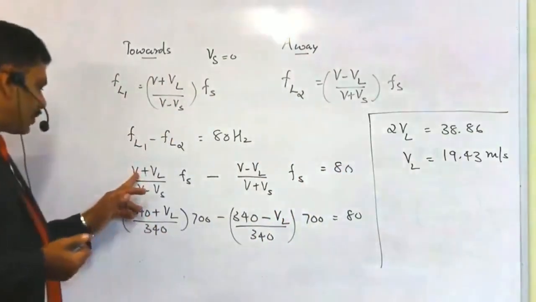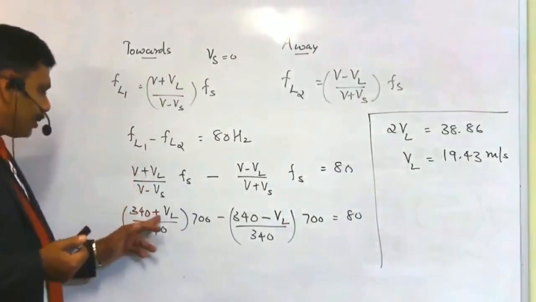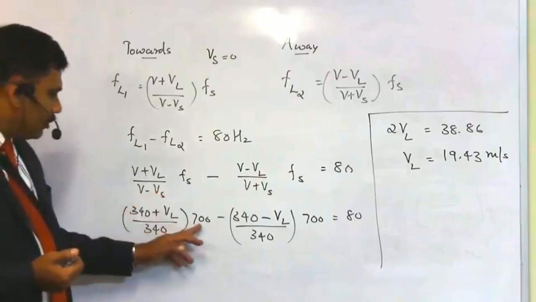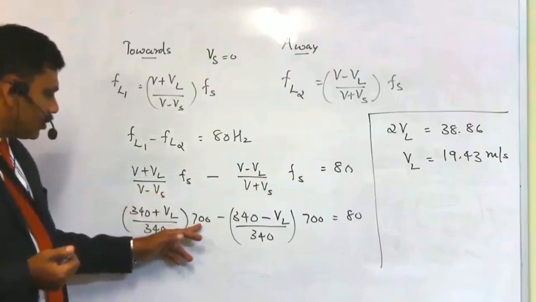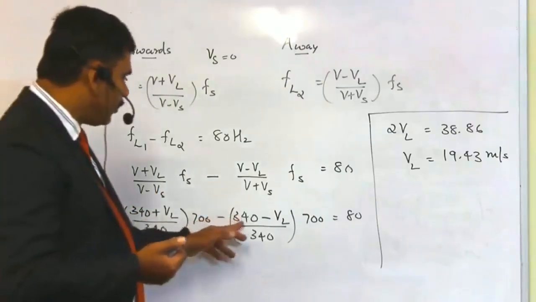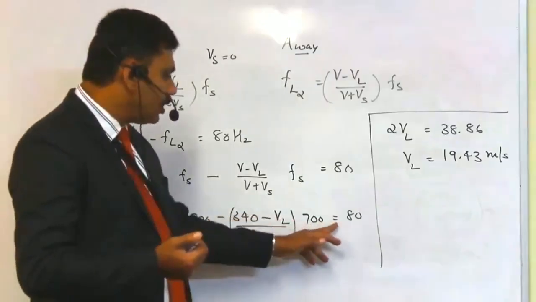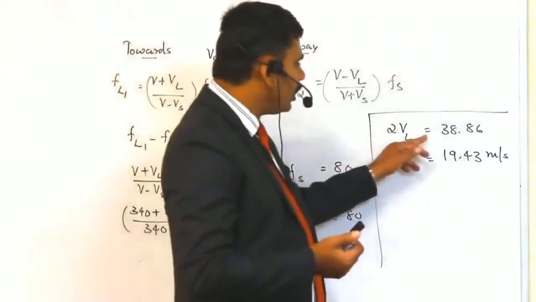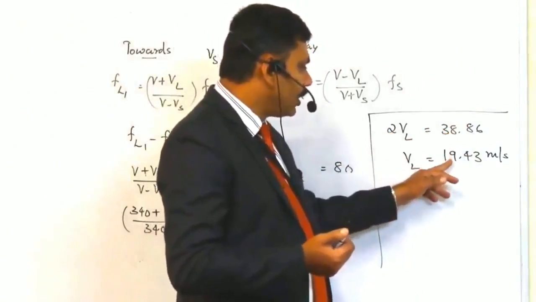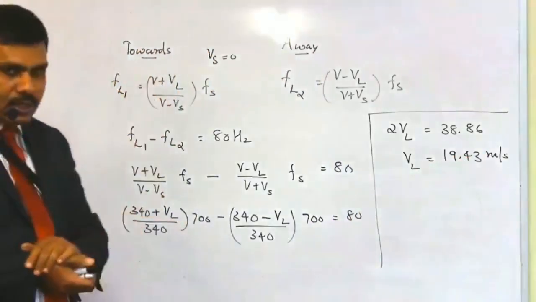The velocity of sound in air is 340. So (340 plus VL) divided by 340, since Vs is 0, times the frequency of the sound produced by the ambulance, 700, minus (340 minus VL) divided by 340 multiplied by 700, equals 80. Then 2 VL equals 38.86, so VL equals 19.43 meters per second. This is the solution for the question.